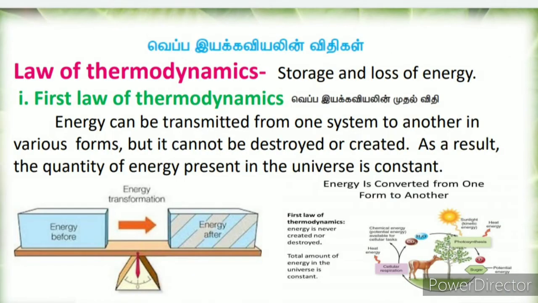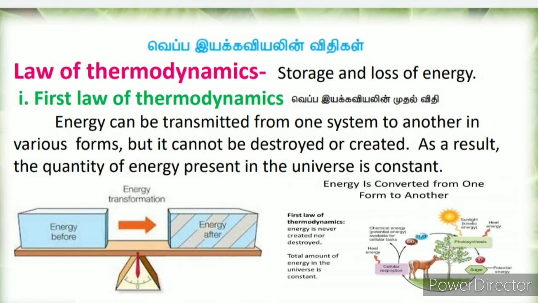The first law of thermodynamics states that energy can be transmitted from one system to another in various forms. Energy cannot be destroyed or created, but it can be transformed from one form to another. As a result, the quantity of energy present in the universe is constant.